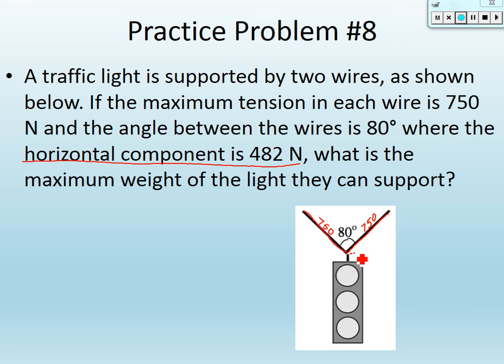So if we draw in our triangle here with the dotted line, that horizontal component, what do we call that? Tension in the x-axis is equal to 482 newtons. Guys, I'm going to do it on one side. Wouldn't this side be exactly the same? Yeah. Okay, so I'm just going to focus on that right side. Now we have a right triangle. Okay, so hopefully you've made it to this point. You have this right triangle.